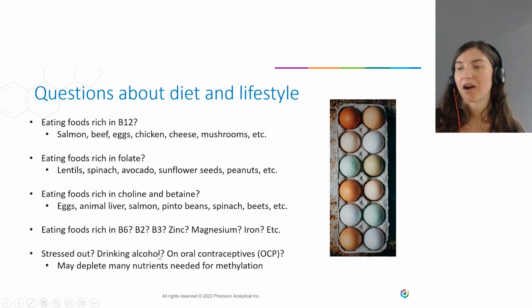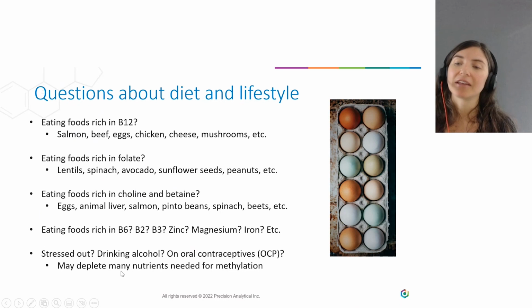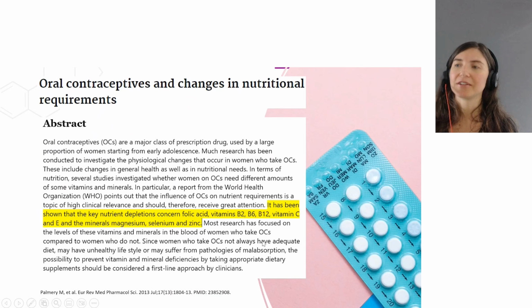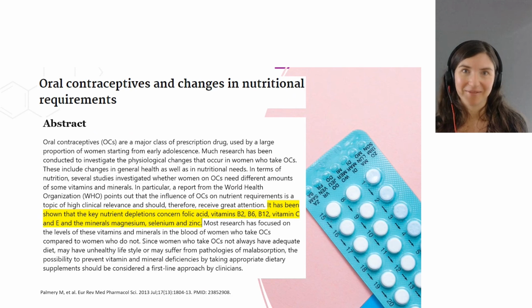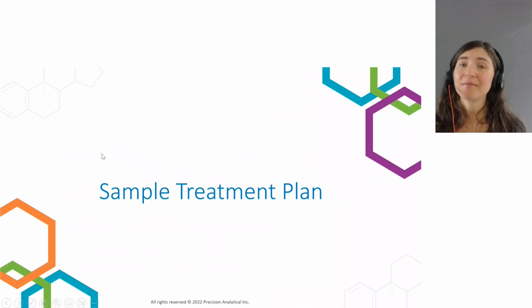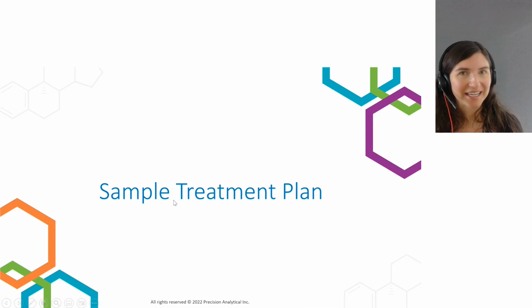Are you stressed out? Drinking alcohol? Those deplete a lot of key nutrients needed for methylation. So do oral contraceptive pills. This is actually a study, and it shows that OCPs deplete folic acid, vitamins B2, B6, B12, vitamins C and E, and minerals magnesium, selenium, and zinc. When I read that, I was like, oh my gosh, those are almost all of the nutrients needed for methylation. So if you're on an oral contraceptive, watch out for your methylation. Maybe think about a multivitamin, a B complex, getting more of these in your diet.